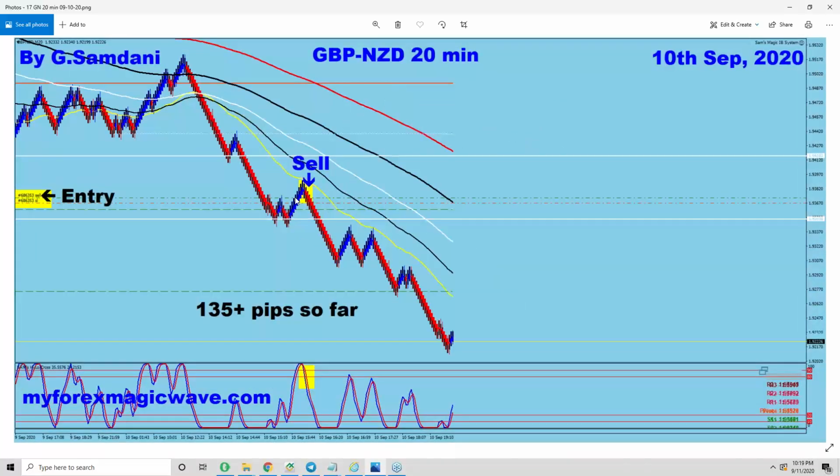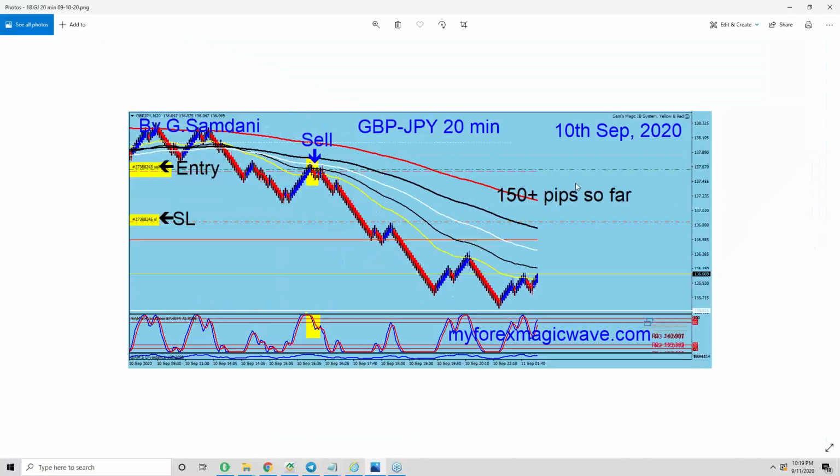Again, pound NZD, beautiful entry here, and then 135 pip here. And then pound yen for 150 pip. Again, 20-minute, beautiful by-the-book entry. You can see here, nice. After the retracement, again, the sell entry moved here, 150 pip. And I usually close my big trades after I take the screenshot, and then I close it.